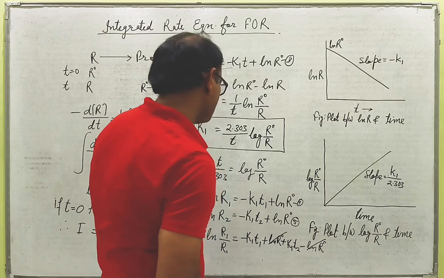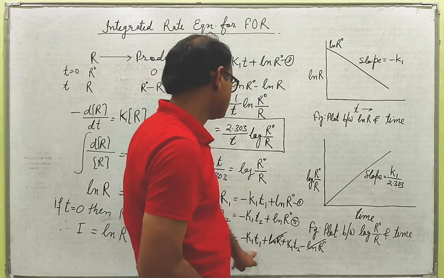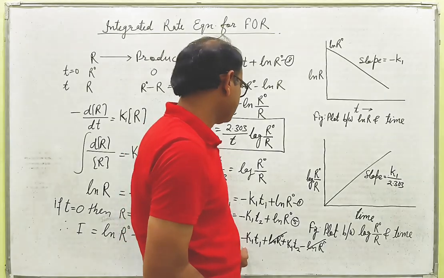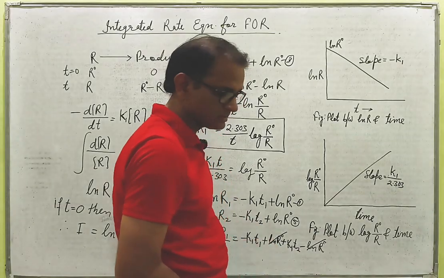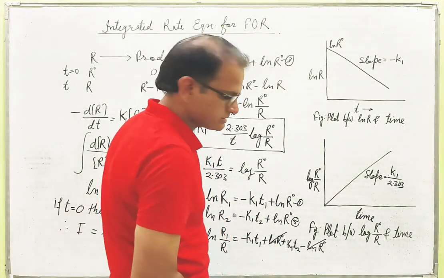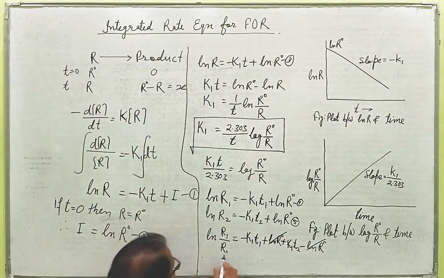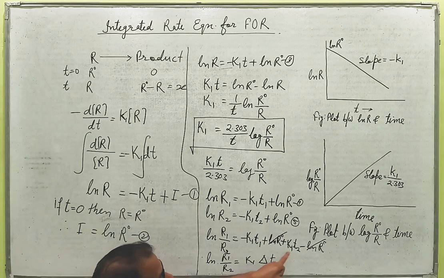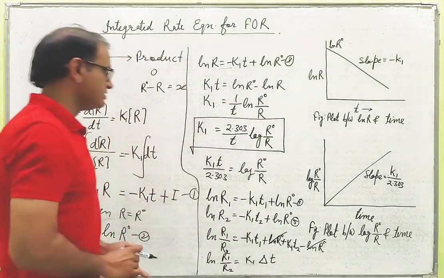And what we will have? We will have K1 as common. K1 we can take here common. So what we will get? T2 minus T1. So what we will get here is log natural R1 upon R2 is equal to K1 delta T, T2 minus T1, and that is delta T, time interval.